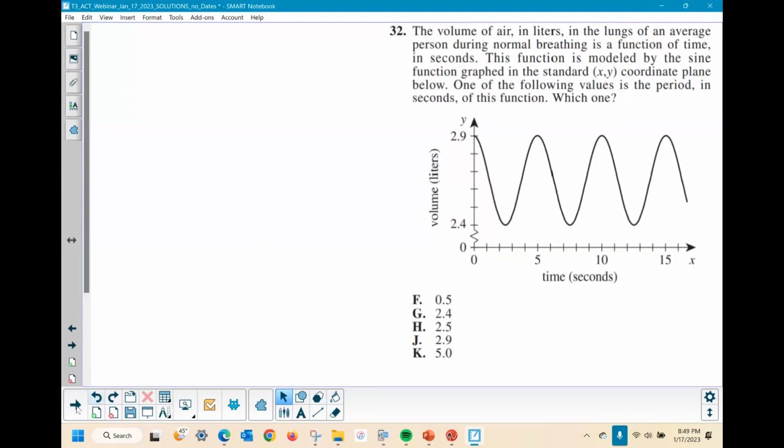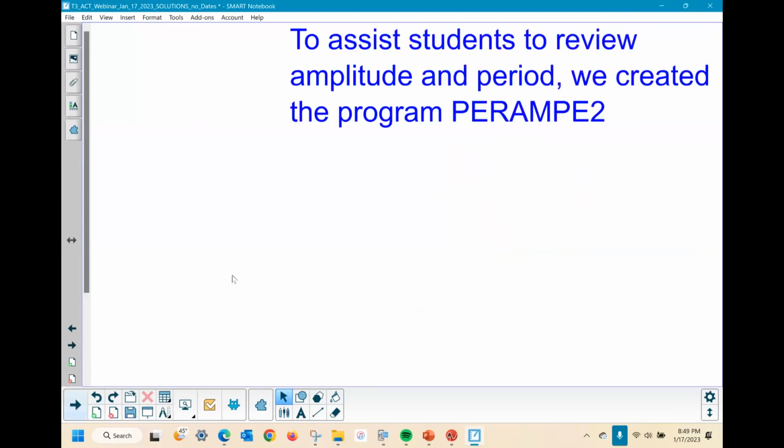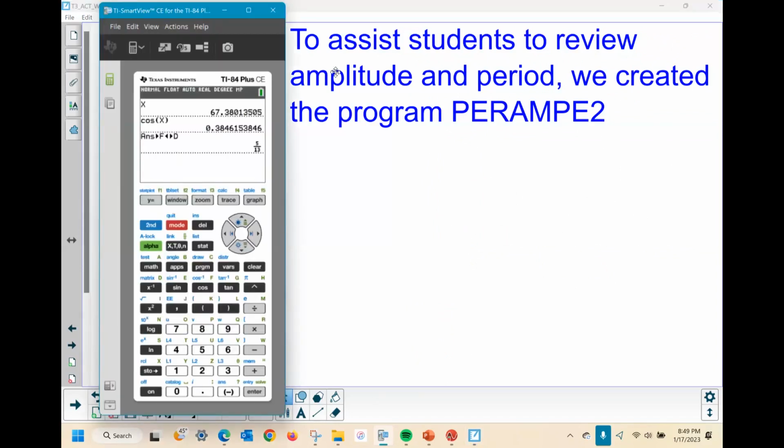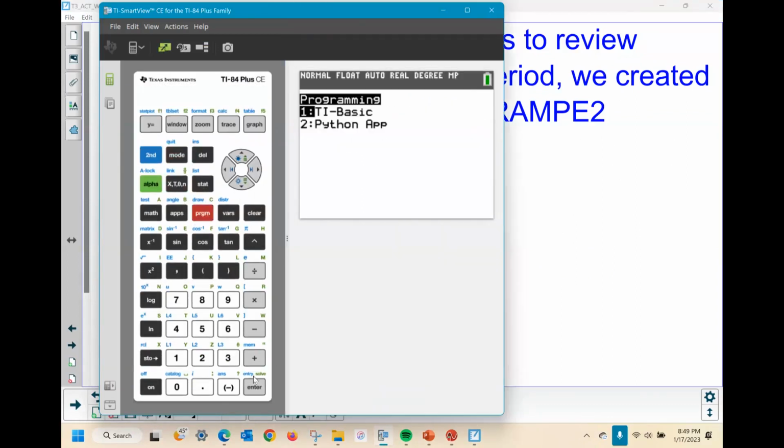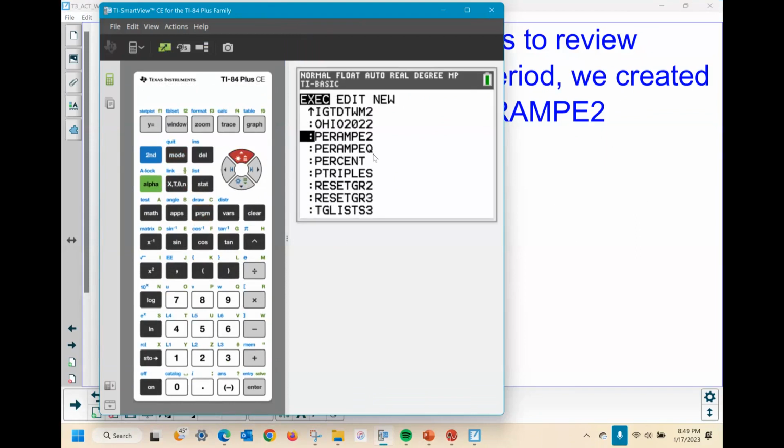And so what I decided to do to help students with this was to create a program called period amplitude equation, and then I updated it to 2. So period amp equation 2. So if you do have this and you have it loaded on your color calculator or on your SmartView software, you can do this with me. Okay. Let me go ahead and walk you through this. So under program, I'm going to press the up arrow like we said before because it's towards the end. Notice I have period amp equation. That was my first version. I updated it to 2. So this is the one I want to execute.